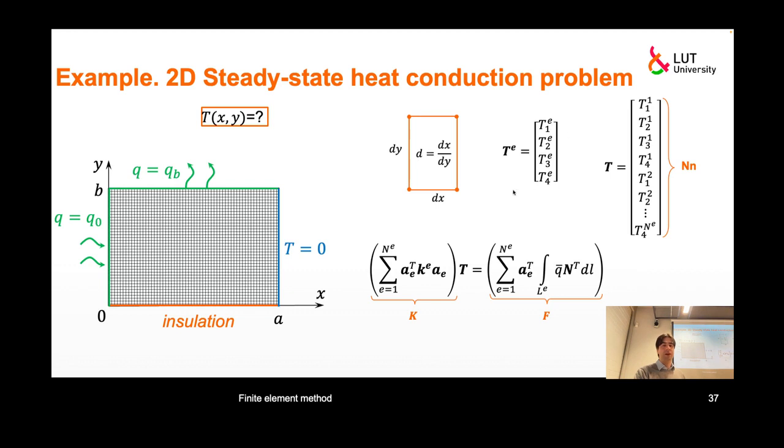So the nodal element vector of nodal temperatures consists of 4 components. Temperature here, here, here, and here. The global vector will consist of a larger number of elements. Its dimension is not the number of elements, and it's not the number of elements times 4, but it's the number of nodes, because there are shared nodes. And this is the set of equations as we derived it just now.